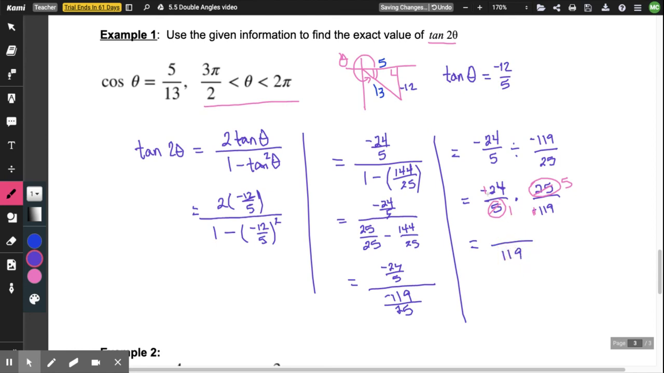On the top, I've got 24 times 5. So that's fairly simple multiplication. So that would be 120. So my final result would be 120 over 119.